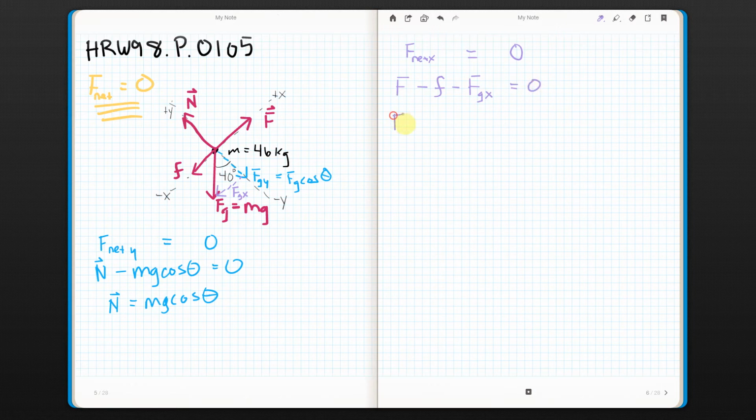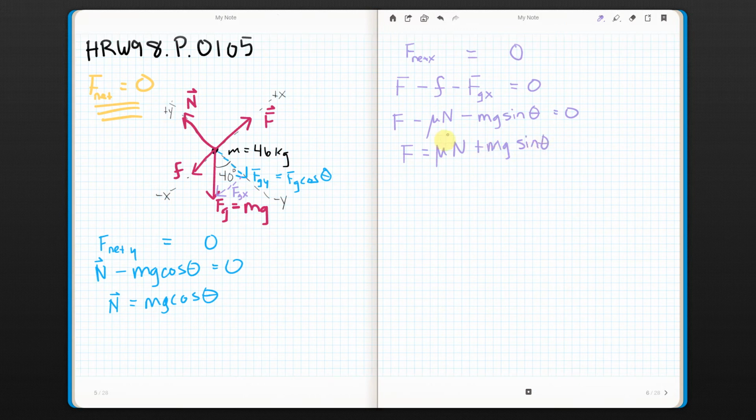Well, force minus friction is mu times the normal force. And then the x component of gravity, well, that is across the way from the angle, so that's going to use a sine. So it's going to be mg sine theta equals 0. If I solve for F, I get F equals mu times normal force plus mg sine theta.